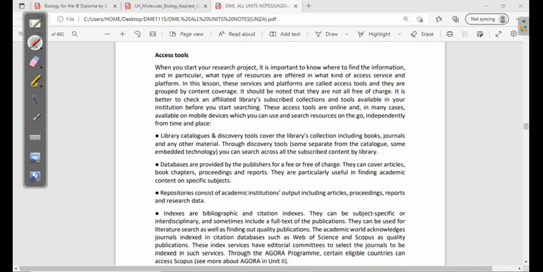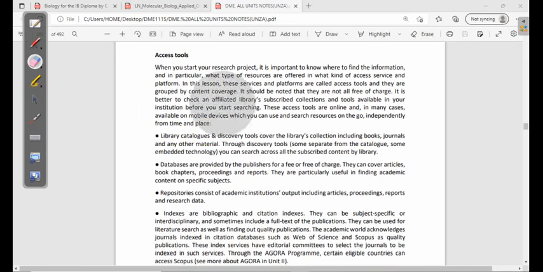Now, examples that we can talk about of access tools: library catalogs and discovery tools cover the library collection, including books, journals, and any other material. Through discovery tools, some separate from the catalog, some embedded technology, you can search across all the content subscribed to by the library. We also have these online libraries. So these are also access tools. The online libraries can be just physical as well. You can subscribe and get contents depending on the subject that you want to research about.